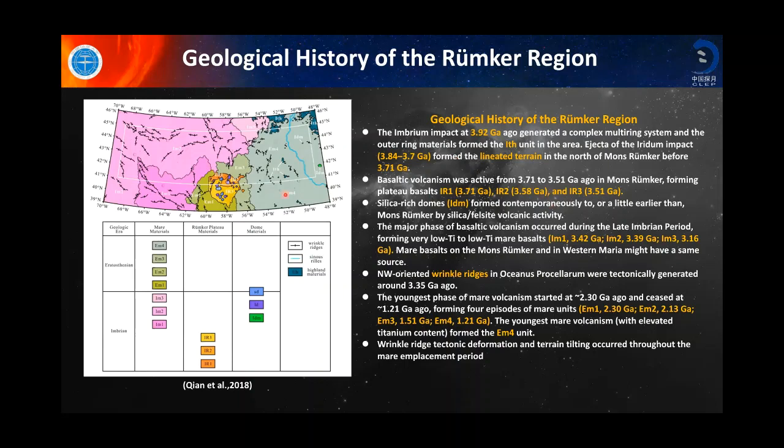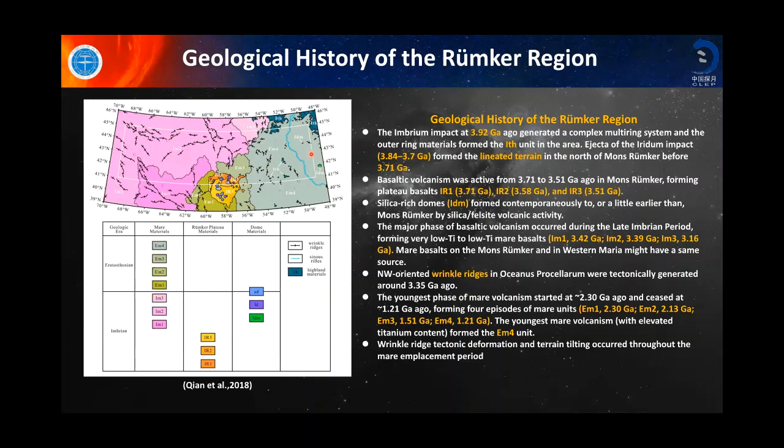And then silica-rich volcanism produced the Mairan Domes in the eastern part of the Chang'e-5 landing region. And then came the dominant mare eruptions in this region, which produced Imbrian age mare basalts with low titanium abundance. And then came the youngest mare volcanism in this region, which produced high titanium mare basalts in the eastern part of the landing region. And these Eratosthenian age mare basalts may have covered some Imbrian mare basalts.